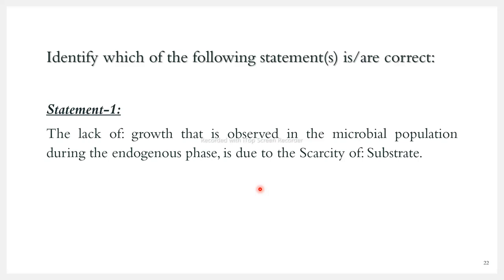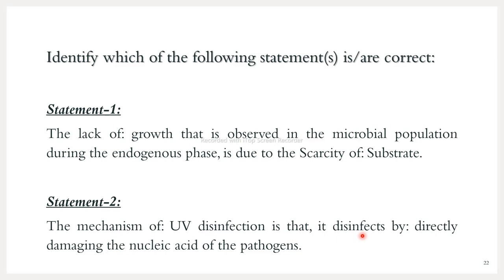And statement two is: the mechanism of UV disinfection is that it disinfects by directly damaging the nucleic acids of the pathogen. Nucleic acid means cells have cytoplasm, and within the cytoplasm there is a nucleus. Within the nucleus there are nucleic acids. Nucleic acid means the genetic material, the DNA, RNA, etc. that is present inside the pathogens. Here they are saying that UV disinfection actually damages the nucleic acid so that the pathogens cannot multiply in number.